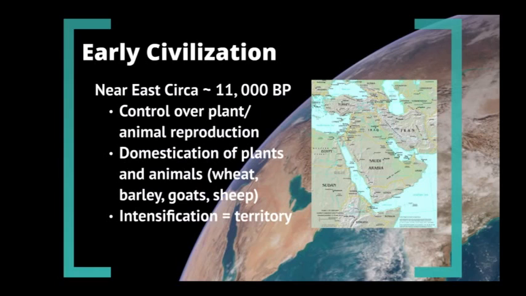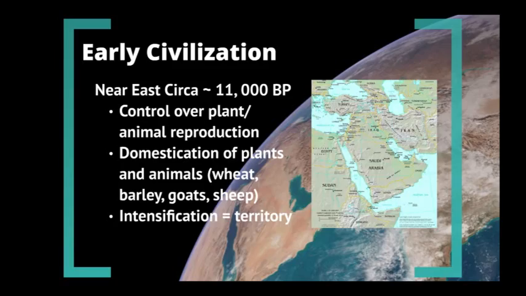For this to qualify as early civilization, you have control over plant and animal reproduction. It's quintessential. Remember, the one thing that separates us from foragers is that foragers are the subsistence strategy that has no reliance whatsoever on controlling the reproduction of plants and animals. So you have the domestication of plants and animals, ranging from wheat, barley, goats, sheep, and with this increased intensification, you also have the solidifying effect of territory. And it turns out there are going to be some serious consequences to territorialization and to needing to defend the surplus of resources that you're accruing through this agricultural process.